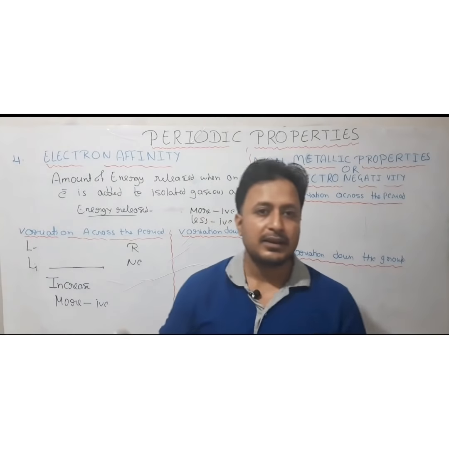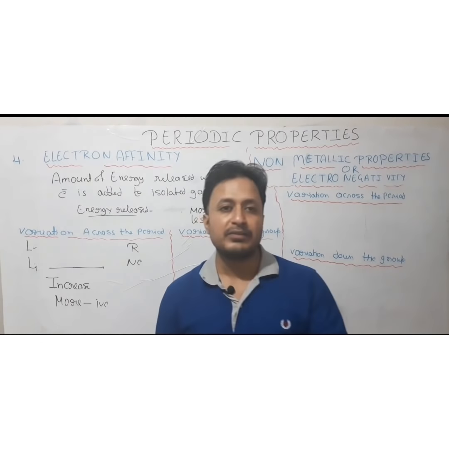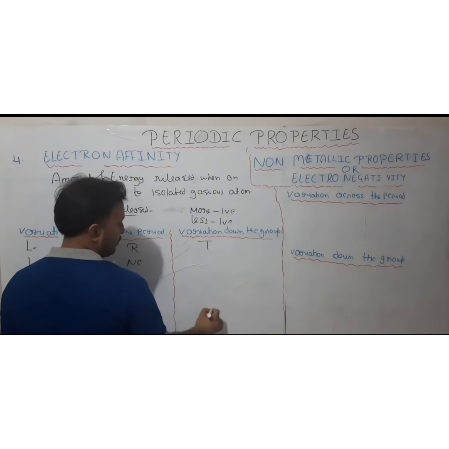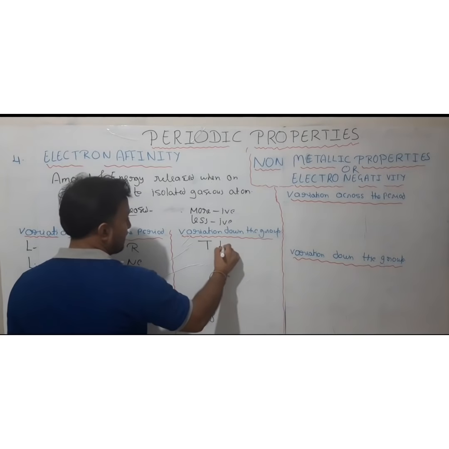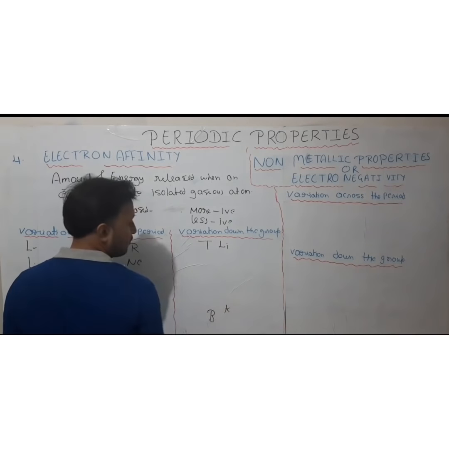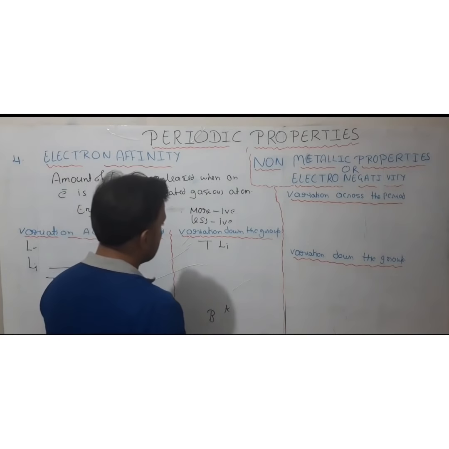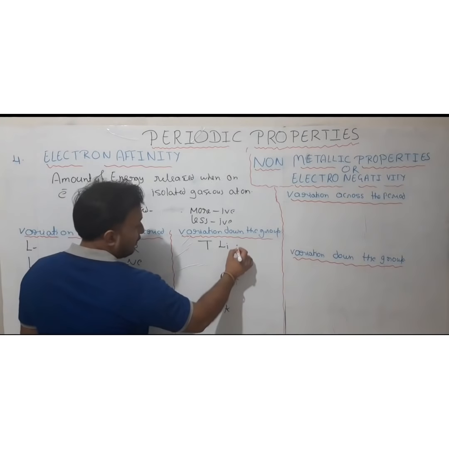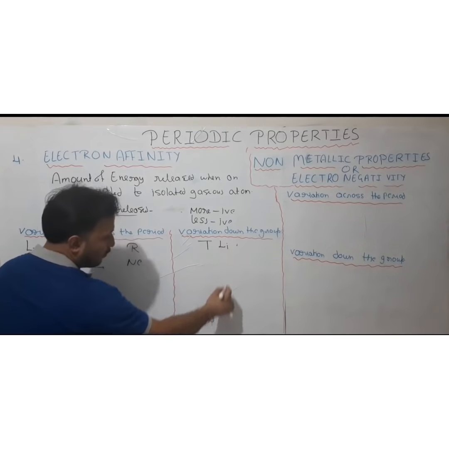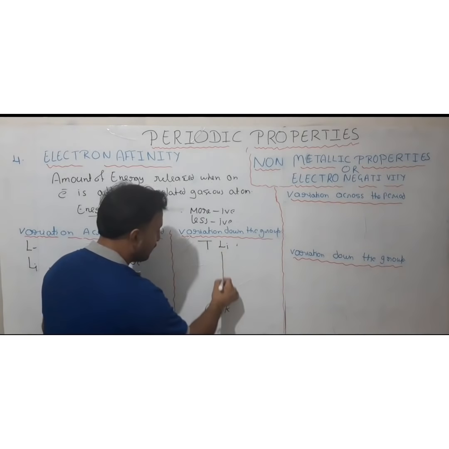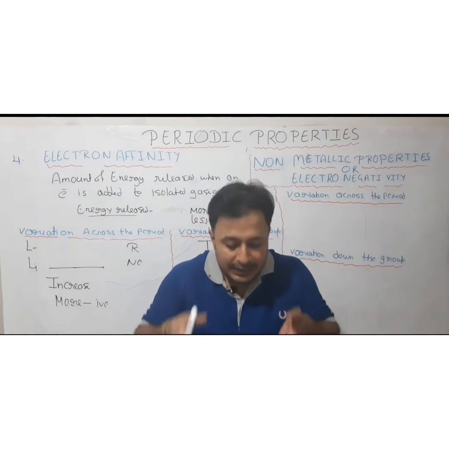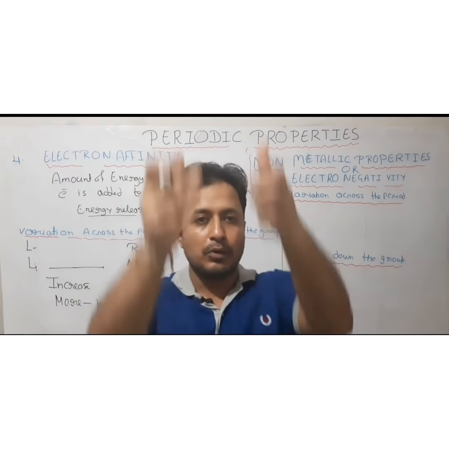Always, whatever the variation is across the period, the property will be opposite down the group. So when we move from top to bottom of the group, the example we are using is lithium to potassium, only 3 elements in this group. Rubidium, cesium, francium we are not using. When we move down the group, you know that nuclear force is going to decrease, as we are moving top to bottom of a group.